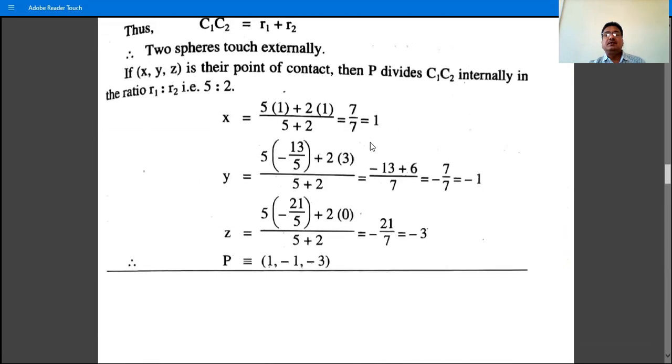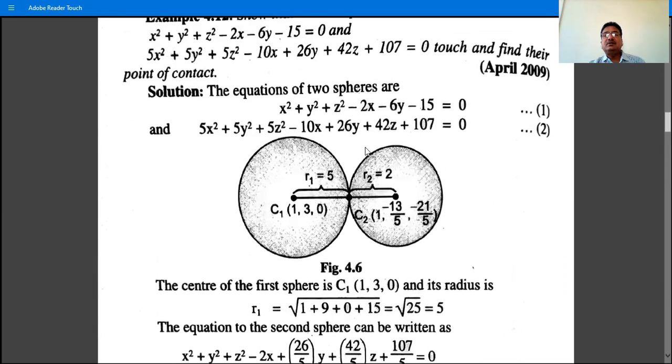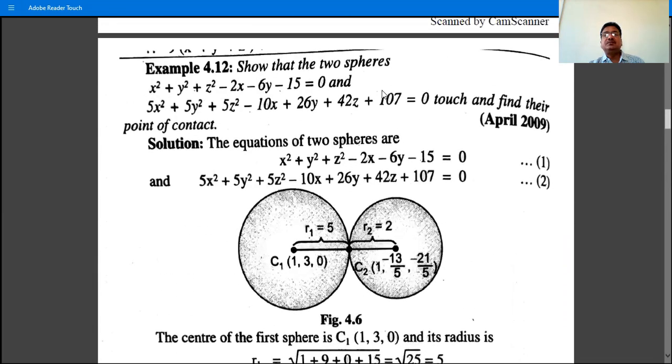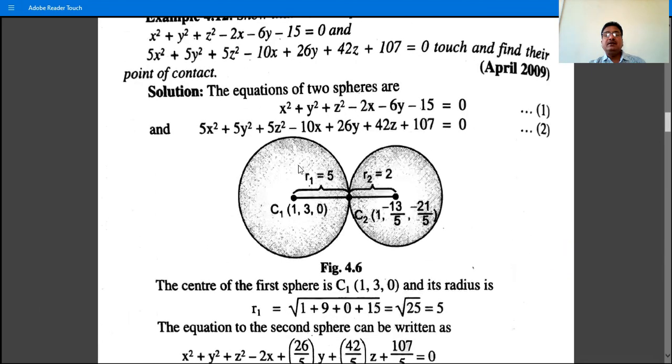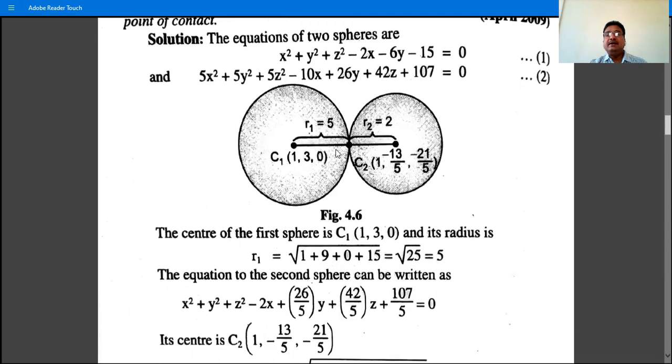So this is the answer of the previous homework problem, assignment problem, that show that the two spheres touch each other and find their point of contact. So we have to show these two spheres touch each other. When we say the two spheres touch each other, their point of contact is unique, like this. Suppose these are the two spheres, number one and number two, and find their centers and radius. Suppose the center of first sphere is C1 and radius is R1. So we have the value of C1 and R1 is 5.